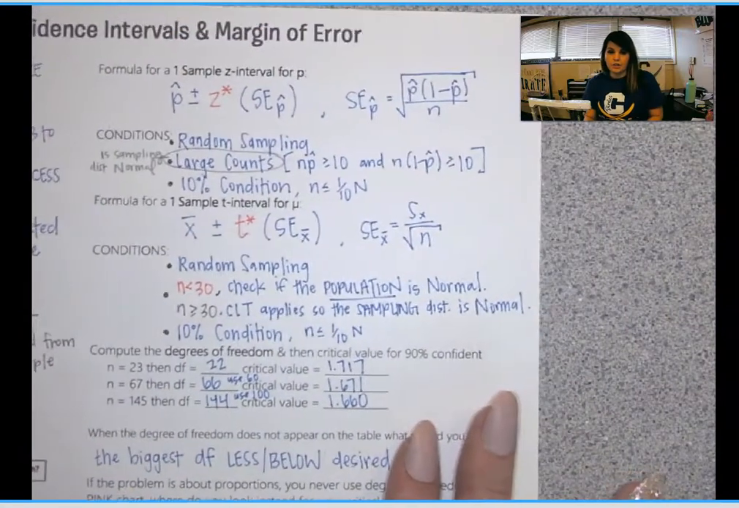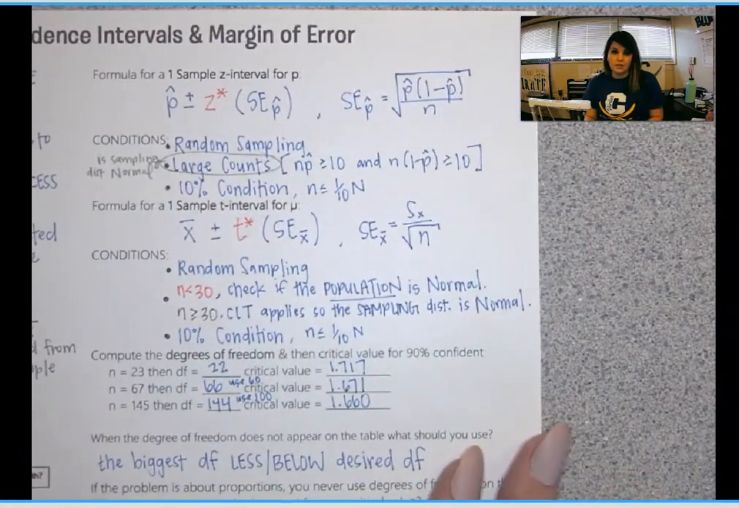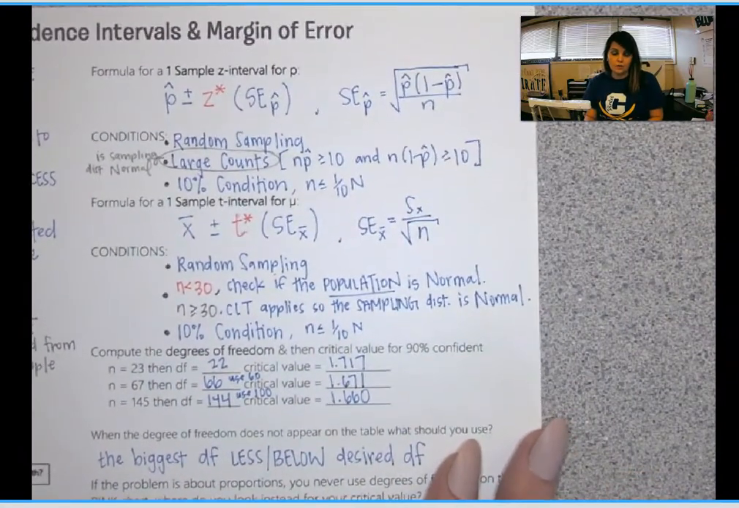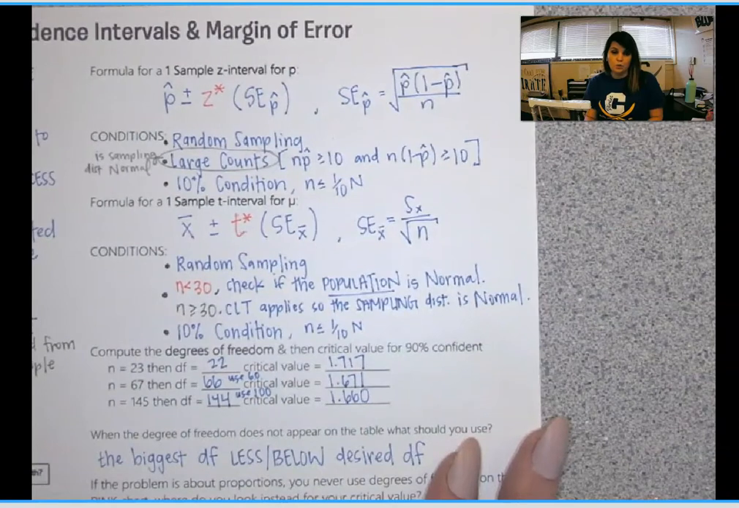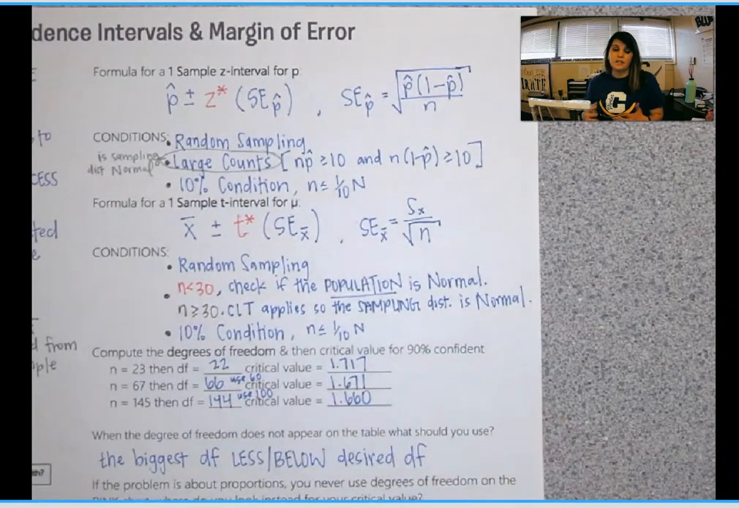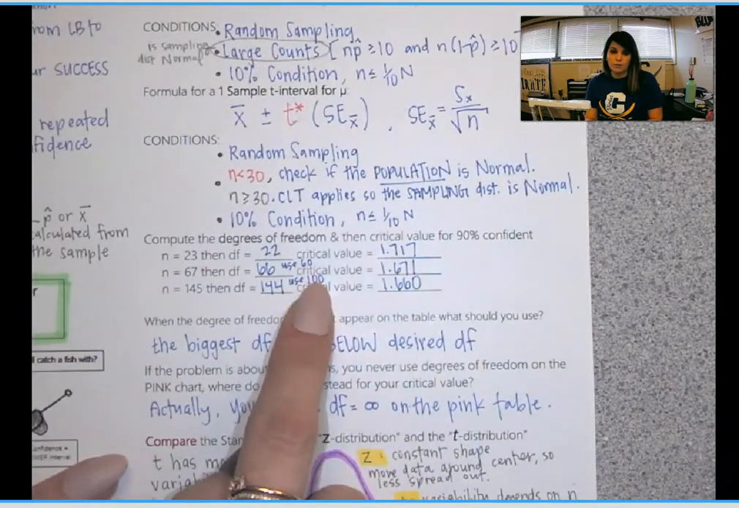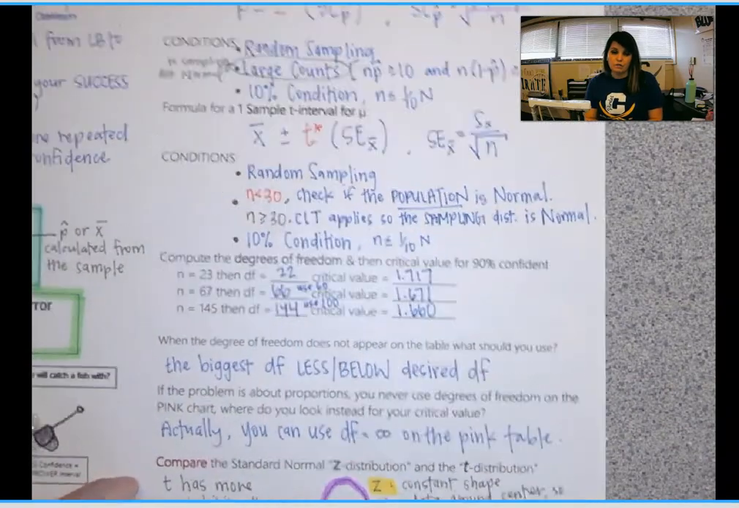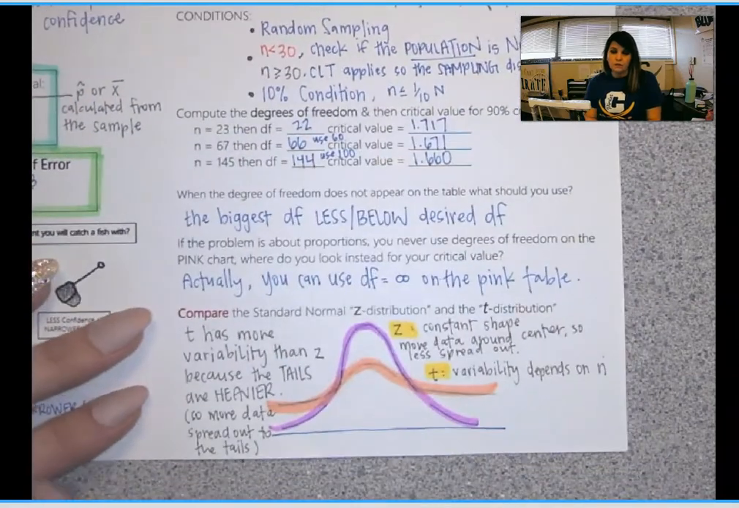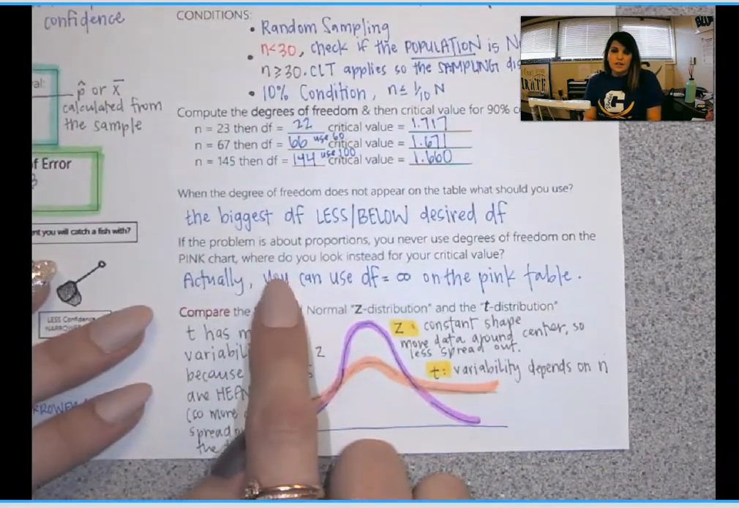These are just our conditions for a Z interval and a T interval. You want to make sure that you know how to distinguish between the two, that you're 100% sure that you know when to use each one, and that you're comfortable checking conditions. These are our critical values if we have a T distribution. This one I think I worded poorly.